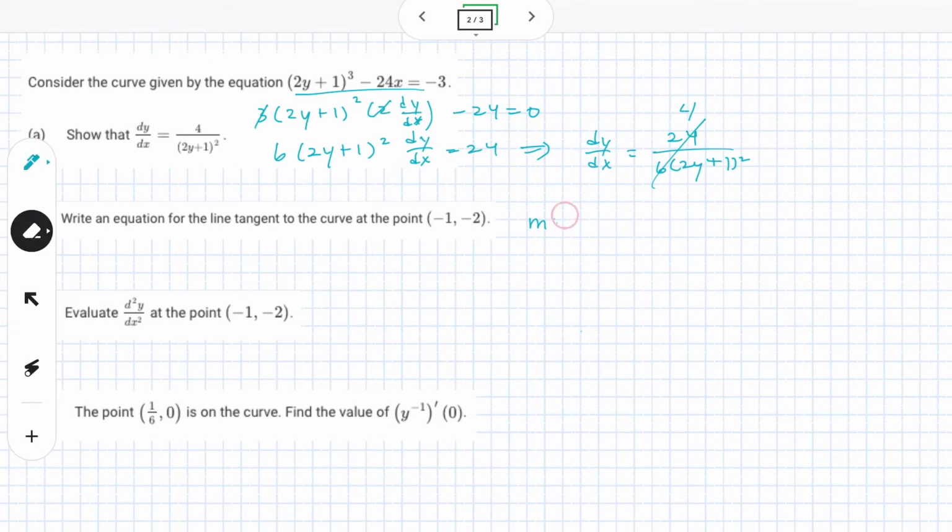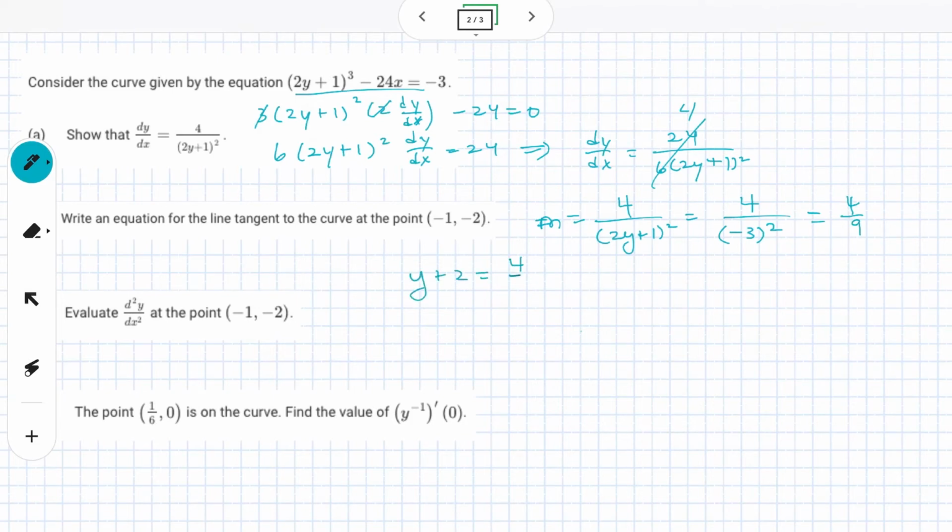Writing an equation for the line tangent to the curve at the point -1, -2. So I just need a slope. So I'm going to plug that into the dy dx. So slope equals 4 over 2y plus 1 quantity squared, 4 over -3 quantity squared. How did I get that? I plugged in -2 into y. And so that's 4/9. And so y plus 2 equals 4/9 times x plus 1. There's an equation of a line tangent.